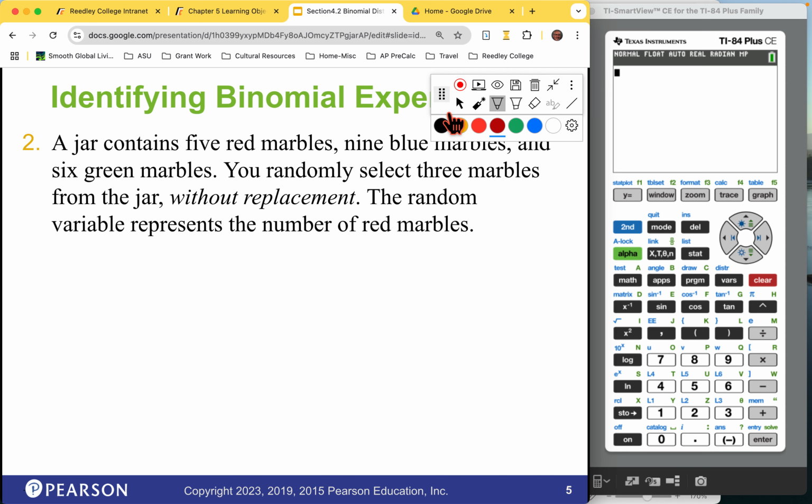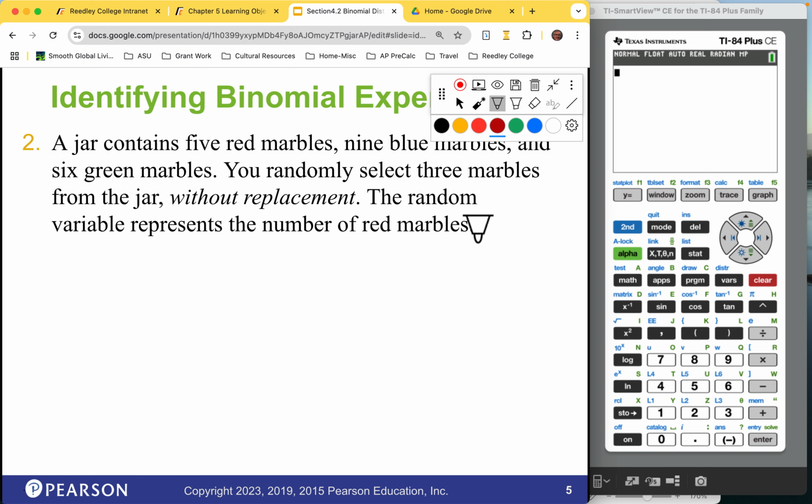Okay. How about this one? A jar contains 5 red marbles, 9 blue marbles, and 6 green marbles. You randomly select the marbles from the jar without replacement. The random variable represents the number of red marbles. Is that binomial? Somebody said, what do you feel? No, it doesn't feel like it. Why not?